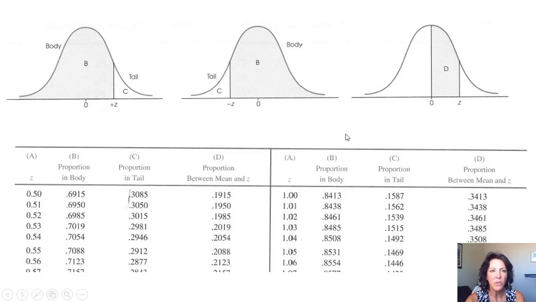So as I just illustrated, we're really looking at the body in this case because a z of positive 0.5 is here, and we're looking for all of the scores that are less than. So we're going across the body. So we're going to be looking at column B for a z-score of 0.5, which I have right here. And it looks like the proportion in the body is 0.6915, which means that 69.15% of the scores are below a z-score of 0.5, or you can say 69.15% of the scores are below 91, that raw score.